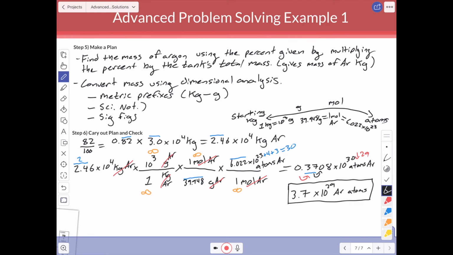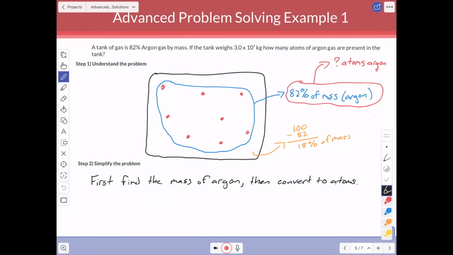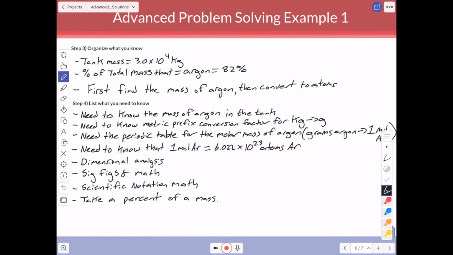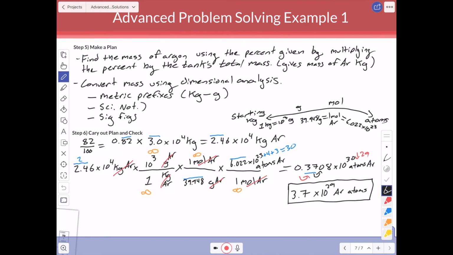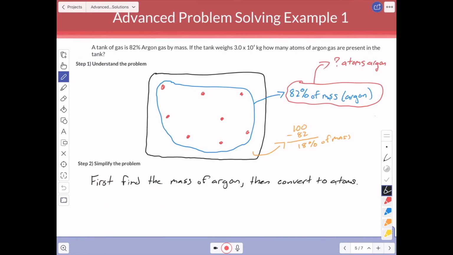Okay, so that's how we use these problem-solving strategies. Some of the things that we do using these strategies may seem a little bit overkill for this problem. This was a simpler problem, but some of the problems that we're going to encounter will be much more involved and complex, and we will really be utilizing some of these steps much more so than others.